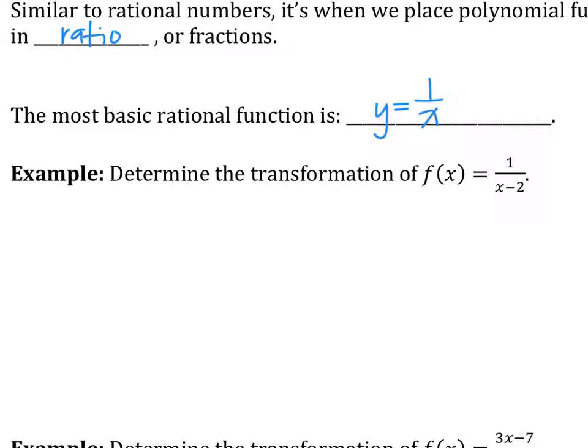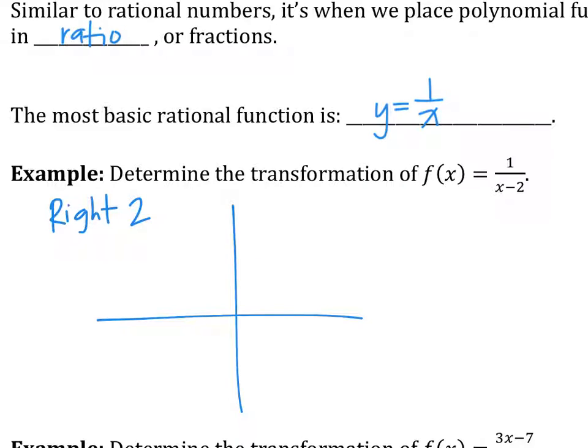Right 2. There's nothing else. It's just right 2. So then what we want to do is kind of start from our parent function, which has 2 asymptotes. One is the y equals 0 asymptote, and one is the x equals 0 asymptote. What we're going to do is move this graph 2 to the right. That means the vertical asymptote is going to move, and the horizontal asymptote stays the same. And then we just kind of graph like that. It doesn't have to be perfect. We just want to sketch.